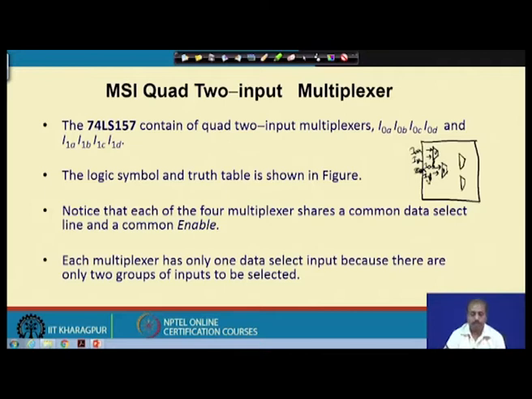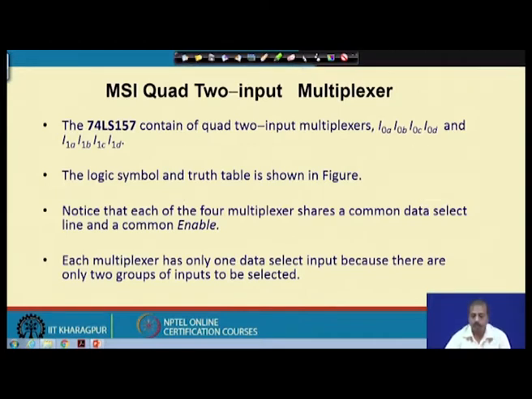That way there are 4 multiplexers: A, B, C and D. Multiplexer A has input I0A and I1A, multiplexer B has inputs I0B and I1B, and so on. The select lines are the same: for all of them there is only one select line. The select line and the enable line are common for all the multiplexers. We will see how this is working.